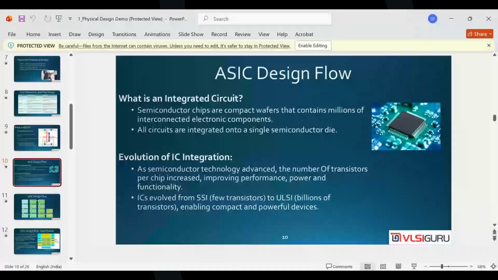Any queries? Okay. Now the transistors are integrated in those silicon wafers to get the design. Okay.